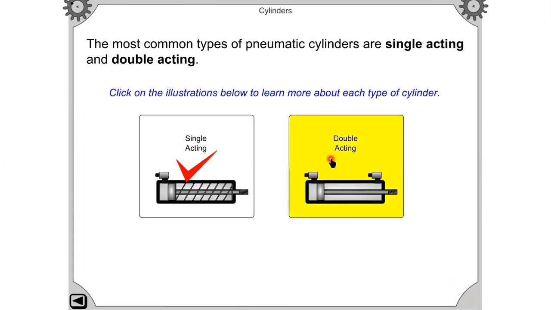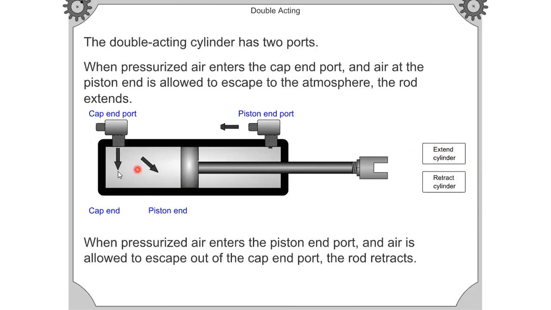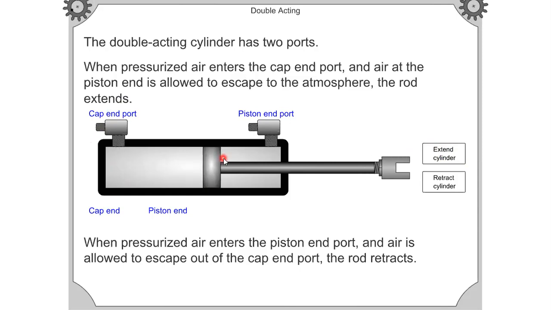Then we will see the double acting cylinder. A double acting cylinder has two ports, that is the cap end port and the piston end port. When the pressurized air enters the cap end port, the air at the piston end is allowed to escape to the atmosphere. So during the extension, the air enters from the cap end port, and it pushes the piston in the forward direction.